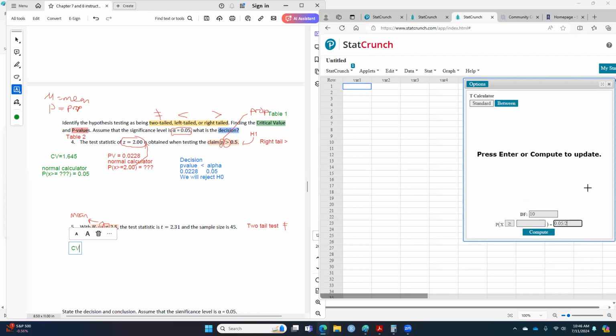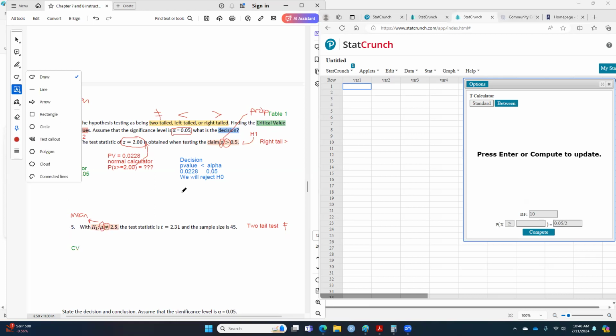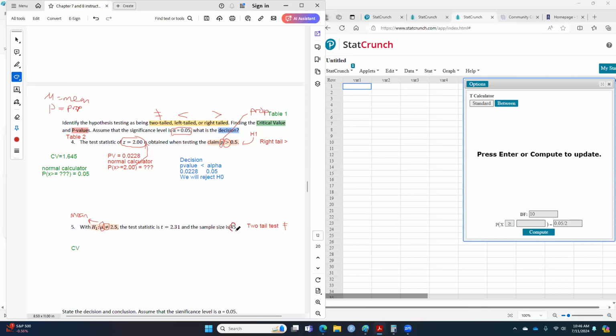But we still need to figure out the degree of freedom. That's why they give us the sample size is 45. So when you do the T distribution, the degree of freedom in this case is n minus 1. Okay. So that means that n is the sample size. So 45 minus 1 becomes 44. So the degree of freedom in this case is 44. And the alpha is 0.05. And the reason we divide by 2 is because of the two-tailed test.